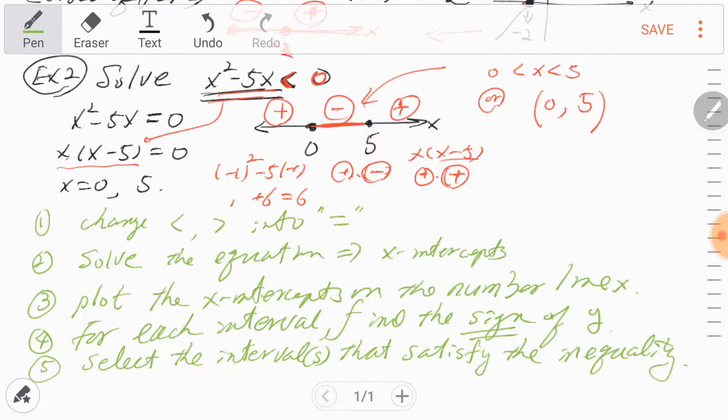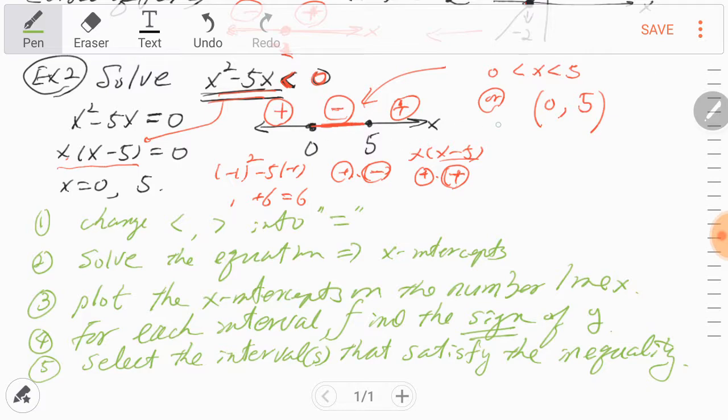Okay. So first, change this less than or greater than inequality into an equal sign, and then solve for x. So we have 2 values of x. So there are 2 x-intercepts, 0 and 5. So plot 0 and 5 on the number line x. Then we have 3 intervals. Then from each interval, find the sign of the function y. So we have plus, minus, plus.